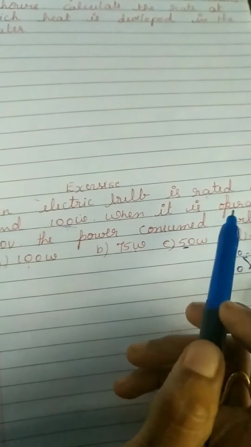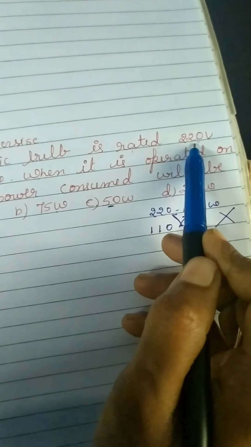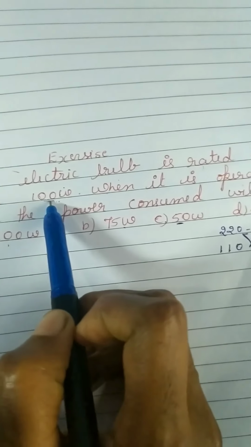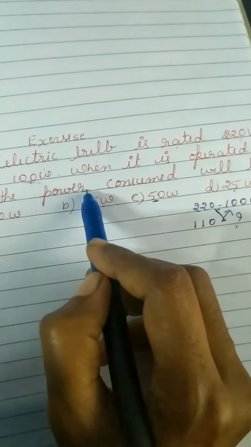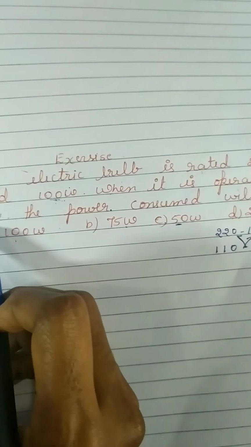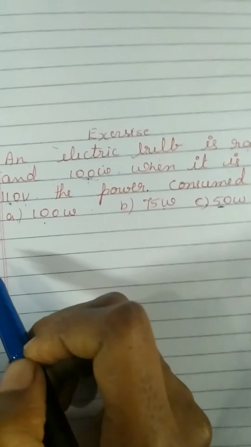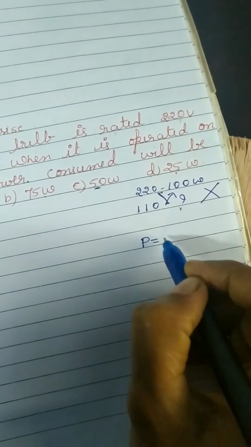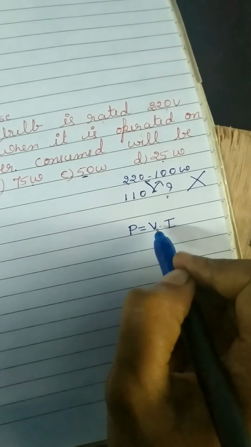So here what is given? Potential difference is given, right? Supplied voltage is given, and in the first case power is given. And in the second case they give only the voltage and you need to find the power. So how do we solve it? We know that P is equal to V into I, right? P is equal to V into I.